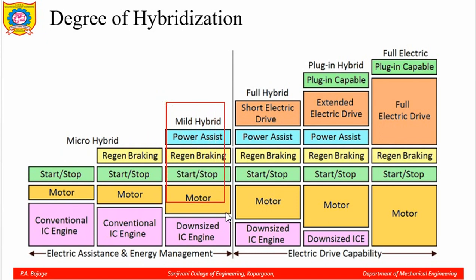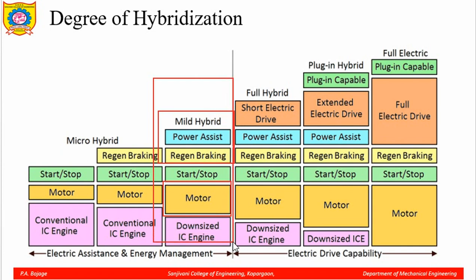Now in mild hybrids, what is done? The conventional engine is downsized. Downsized means the capacity of the engine is reduced. For example, if it is a 4-cylinder engine, it is converted into a 3-cylinder engine because the power of the motor is increased here. And two more things are added, that is the regenerative braking and power assist. So this comes under the mild hybrid category.